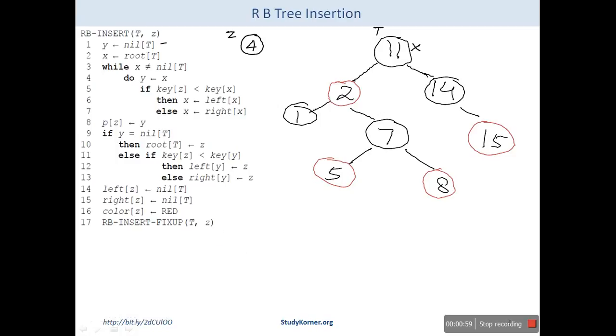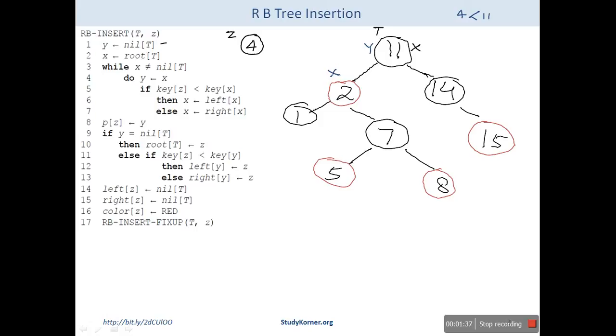Suppose this is the color. Now, while x is not equal to nil of t, we will check regularly whether x is nil of t or not. If it is not nil of t, make pointer y point to the same node as x. Check whether key of z, which is 4, is less than 11. Yes, so move to the left. So x is moved to the left part.